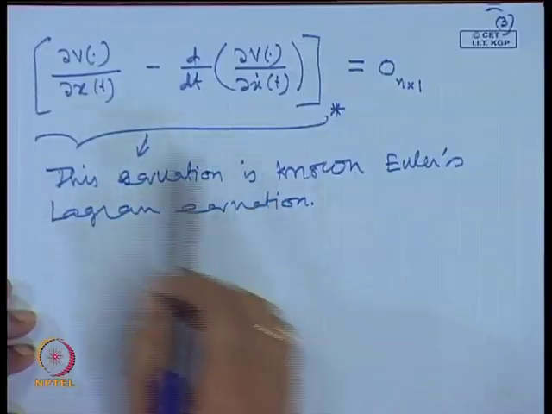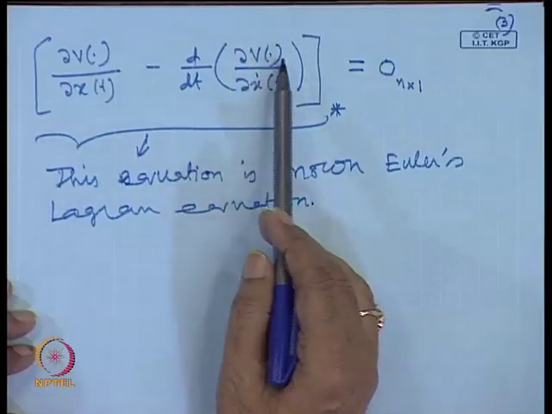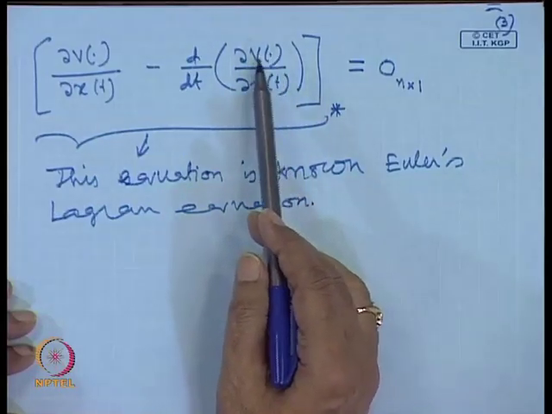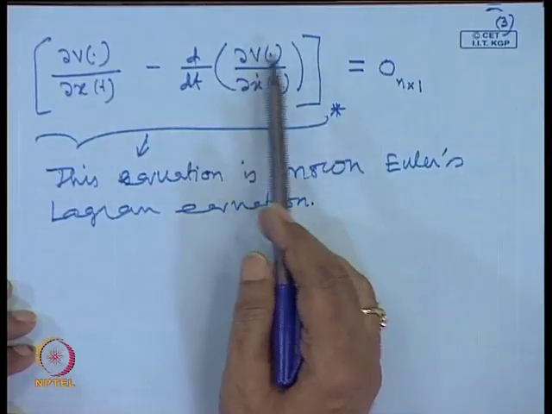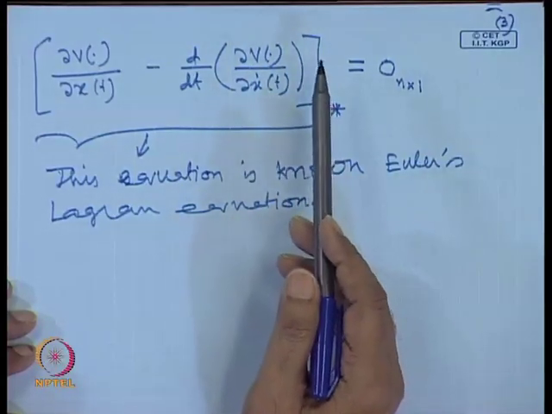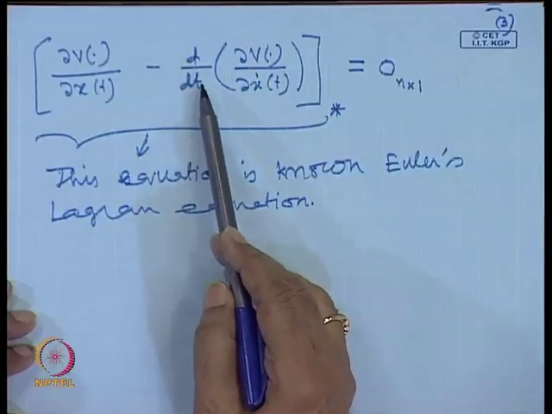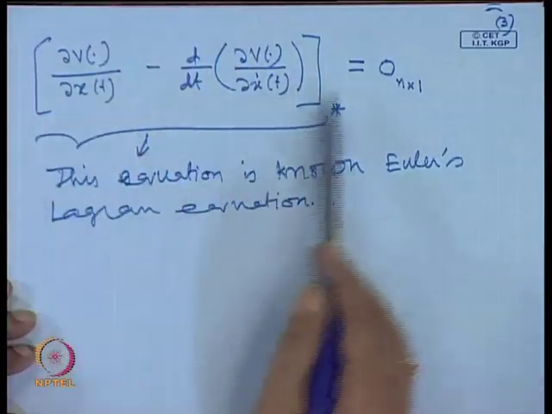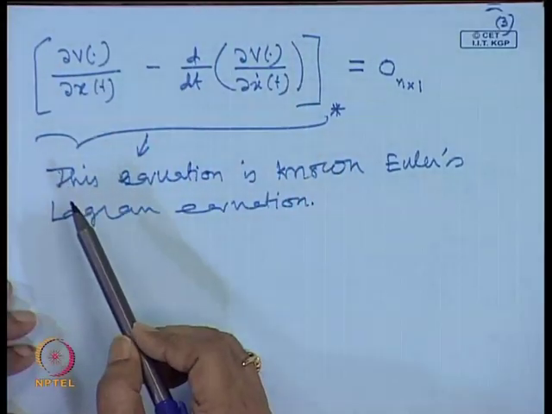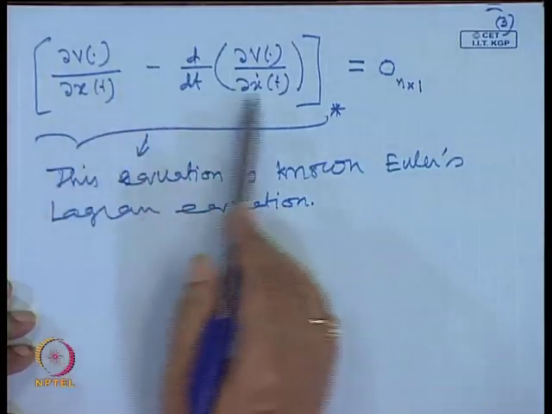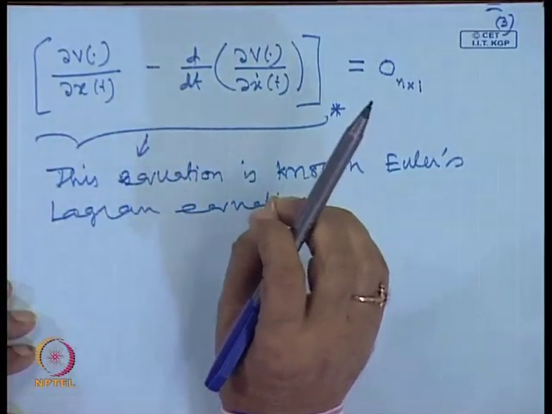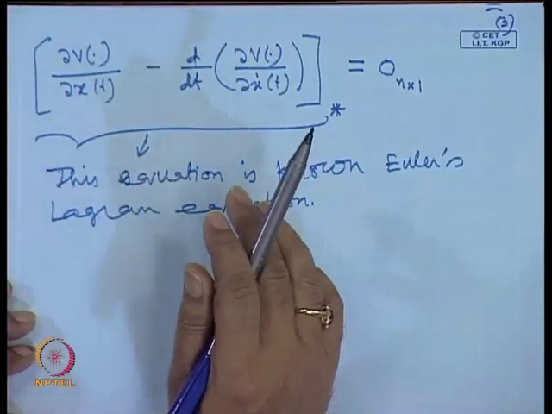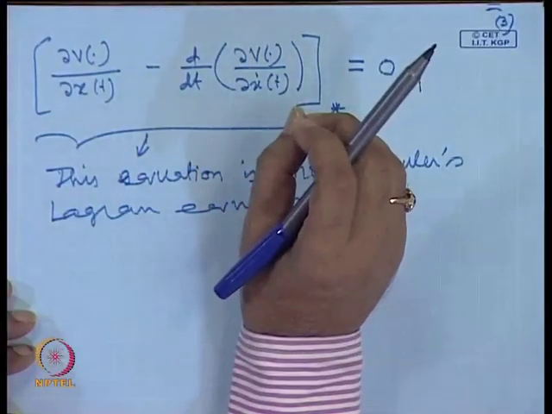If you see this, v is a function of x, x dot and t. So, if you differentiate this with respect to x dot, it will come as a function of x, x dot and so on, and again you differentiate with respect to t. So, a second derivative of x will come. So, this is nothing but a second order differential equation, if x is a single variable case. If x is a vector, then we will get n such differential equations, because for each variable we will get a second order differential equation.